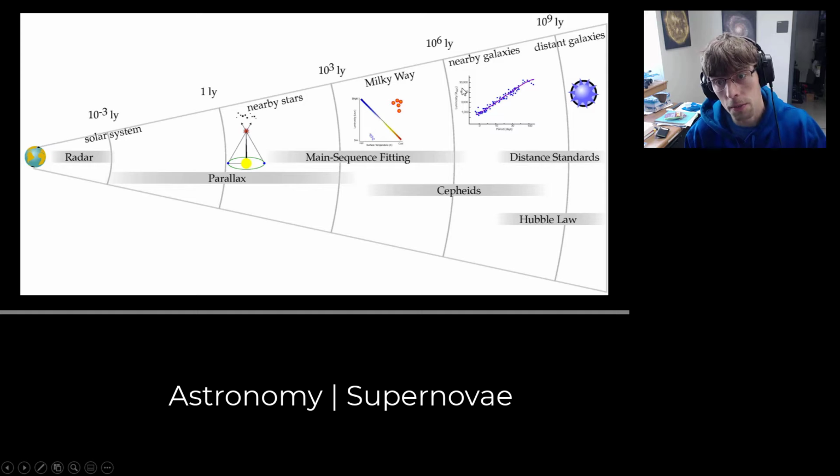I'm going to spend a short amount of time today talking about the distance standard that gets us pretty far out. In fact, some of these, depending on what kind of explosion we observe, can actually measure all the way out to the edge of the universe.